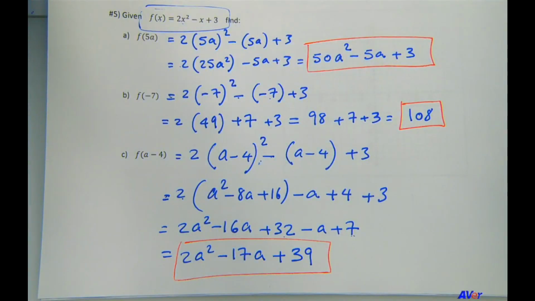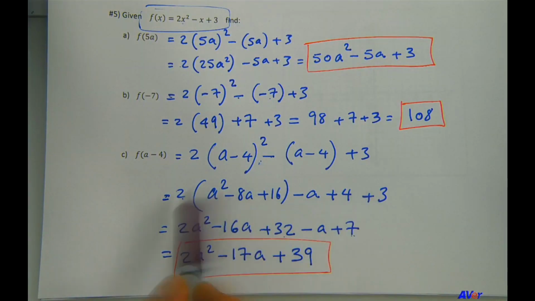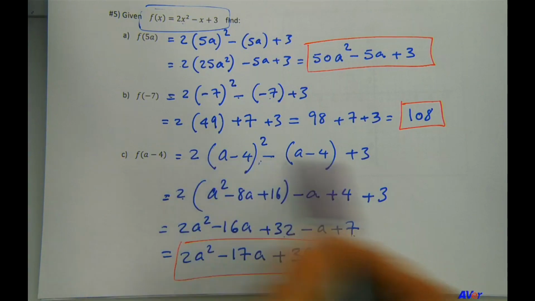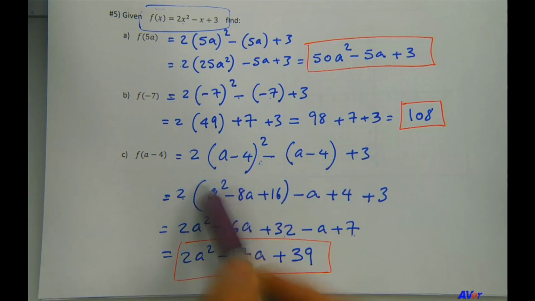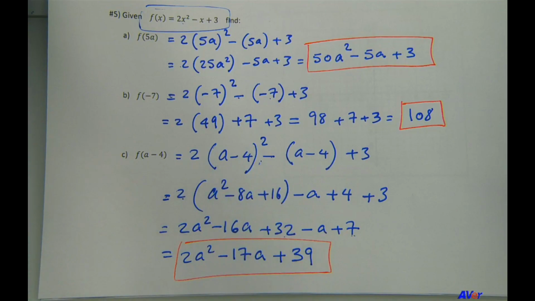In exams, sometimes I see people leave it like that. You lose most of the points if you do that. Okay, you might get 1/3 of the points if you leave it right there. So you don't want to do that. You want to distribute. You want to simplify the function as much as possible.